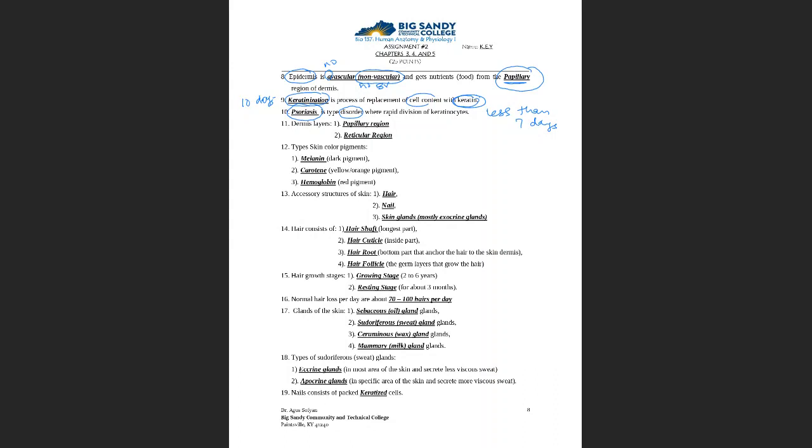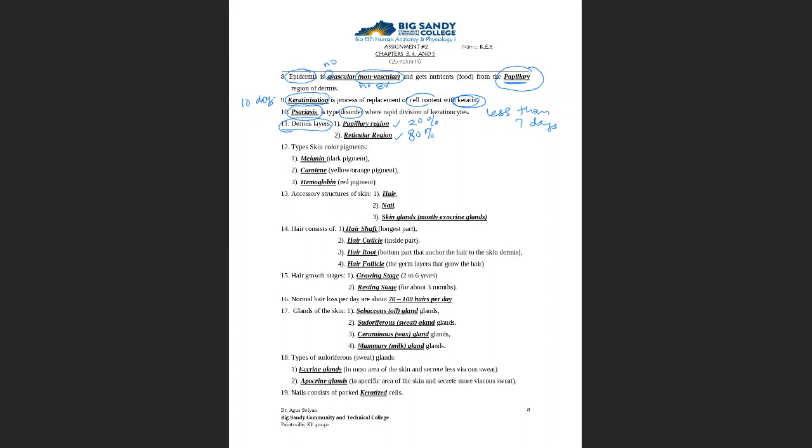The second layer of the skin is called the dermis layer, consists of papillary layer and reticular layer. So papillary layer is the top layer that connected to the epidermis, about 20% thickness, and the 80% of this dermis layer is reticular region.